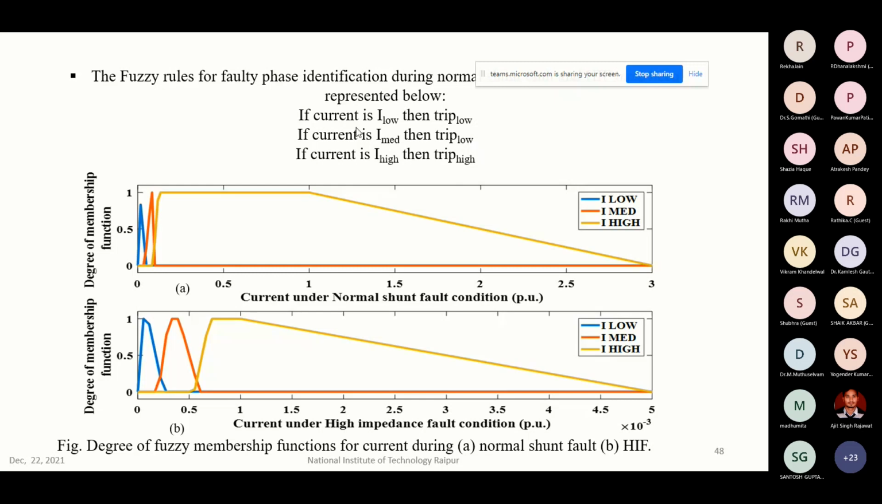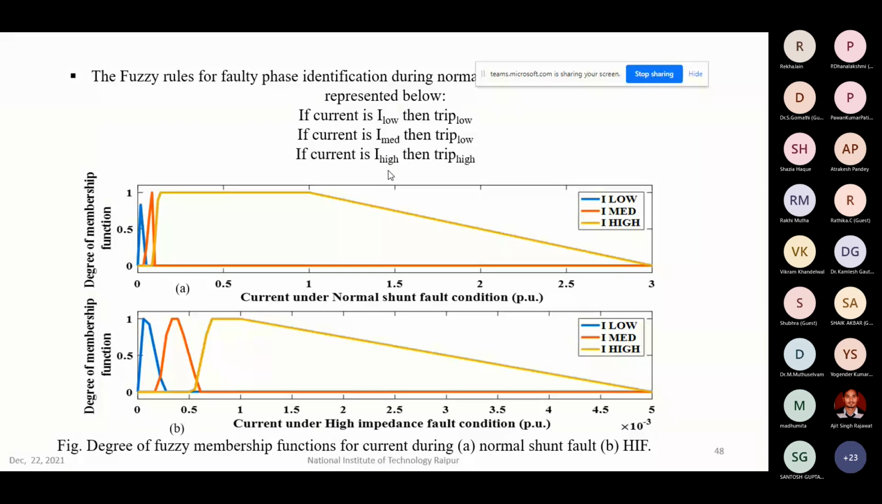Now another range of current is decided here as medium. This is the medium current range wherein again the trip signal is considered to be low, which gives the condition whenever the system is subjected to certain overloading conditions. Because of overloading conditions, the current may rise to a certain value which is not to be considered as faulty. So because of that, the trip signal is not issued in either the low or medium range of the current, and it is issued only in the high range of the current.